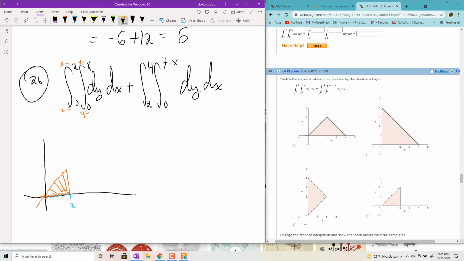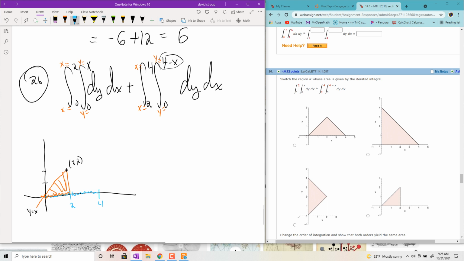Then the second integral, I'm going from y equals 0 to y equals 4 minus x. So the curve 4 minus x has an intercept at 4. So what is this point? If it's y equals x, that point has to be 2, 2, right? Because the curve is y equals x. So this is 1, 2. The y equals 4 minus x right here that I'm talking about. So on my second integral now, I'm going from y equals 0 to y equals 4 minus x over the interval from x equals 2 to x equals 4. So the second one is going from 2 to 4 here.